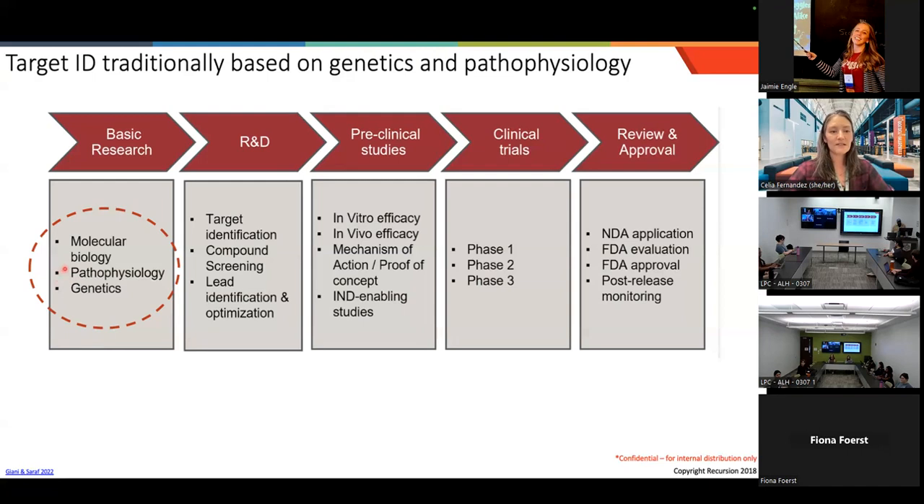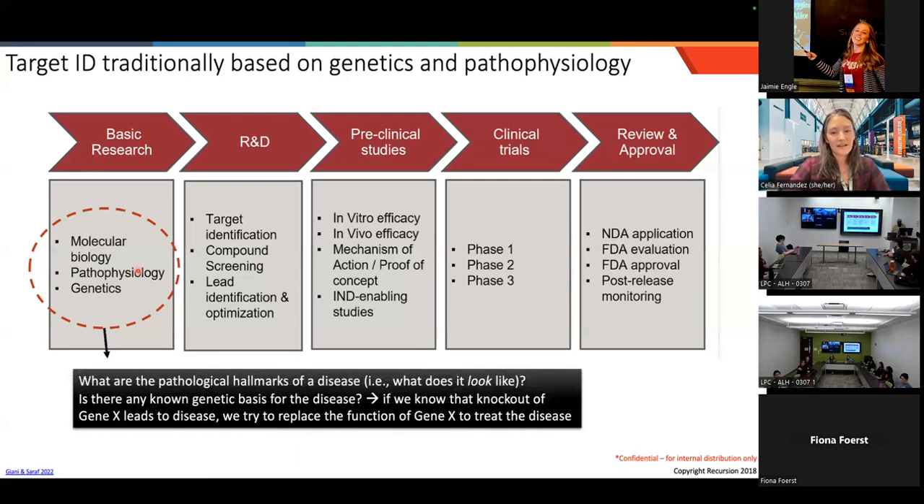Especially in neuroscience, we rely heavily on pathophysiology. And what does that mean? That kind of means, what does the disease look like? So for Alzheimer's disease, what does the brain of an AD patient tend to look like? And that can help you narrow down some potential targets you can go after. And that's basically what I just said.